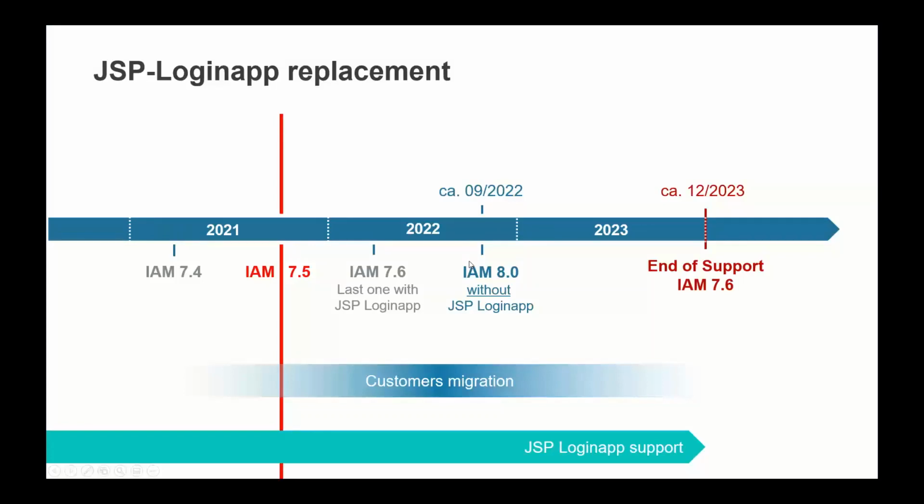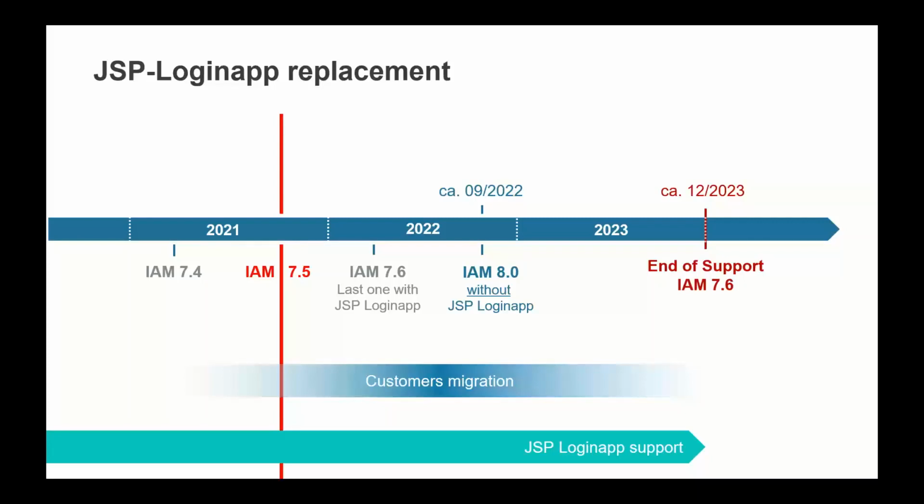About the time schedule, we're now towards the end of 2021. Airlock IAM 7.5 has been released. There will be one more version which will include the JSP-Loginapp. It will be 7.6, which will come out in the beginning of 2022. And this version will be supported for 21 months. So if it comes out in March, the support will end about December 2023, more or less. Of course, I cannot vouch for that. This depends on when the release will be.